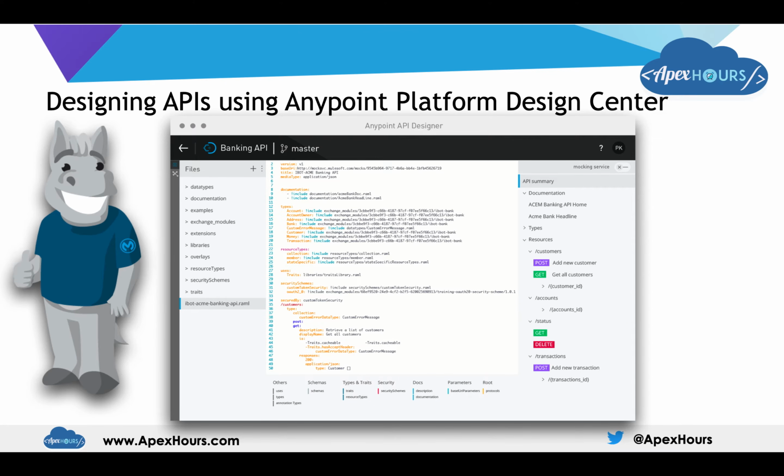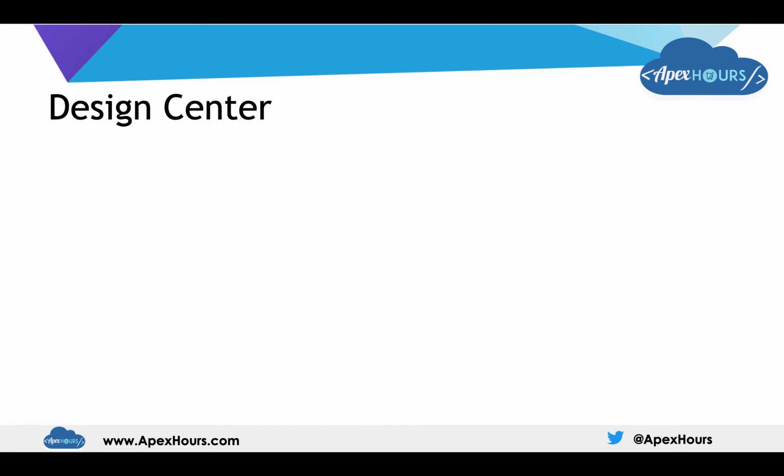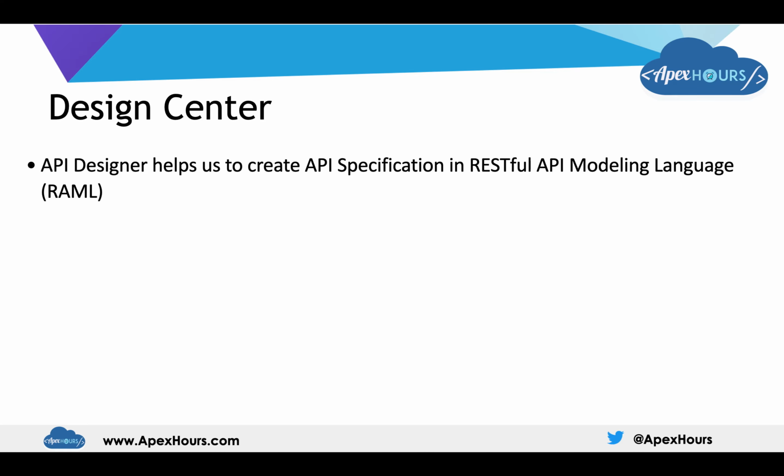As I said, MuleSoft is famous because it is a one-stop platform for the API management lifecycle, and that is why one of the features that we have in Anypoint Platform is designing APIs. So we will use this feature, Design Center in the Anypoint Platform, to design your APIs. So what is Design Center again? It is like an API designer, which helps us create an API specification in RESTful API Modeling Language, which we call in short RAML. This is what RAML is.